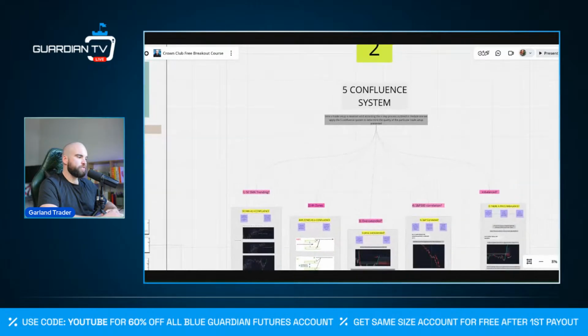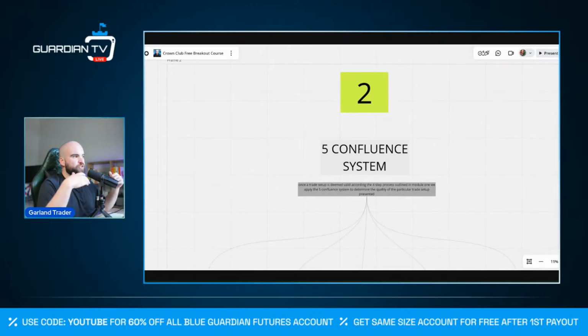Now, there are confluences that you can look at. So what I've shown you so far is how to identify if a trade is valid or not. Now, I'm going to show you how to identify the quality of the setup. Okay. So the quality of the setup is determined by 5 different confluences.